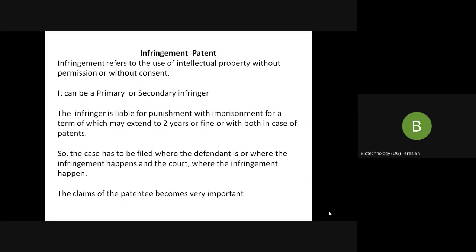So the case has to be filed where the defendant resides, that is, where the patentee is residing, or where the infringement has happened, in the court where the infringement has occurred. So the claims of the patentee become very important in this case to tell that the other person has infringed my invention or my design or anything.